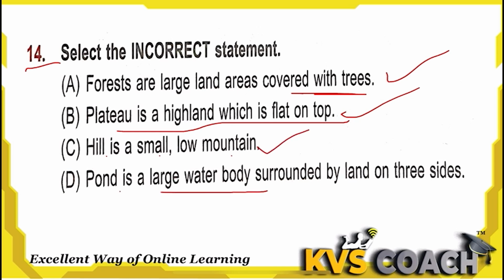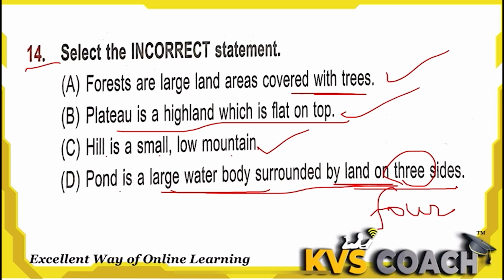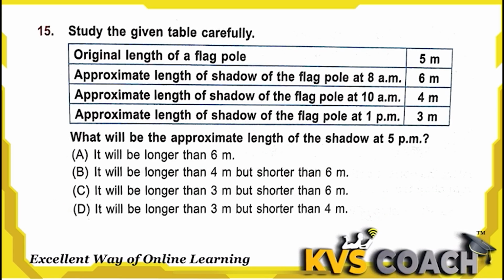Option D, pond is a large water body surrounded by land on 3 sides. No, this is wrong. It is surrounded on all 4 sides, not 3. On all 4 sides it is surrounded by land. So this is the incorrect statement. Option D is the right answer. The next question is, study the given table carefully. Original length of the flagpole is 5 meters.